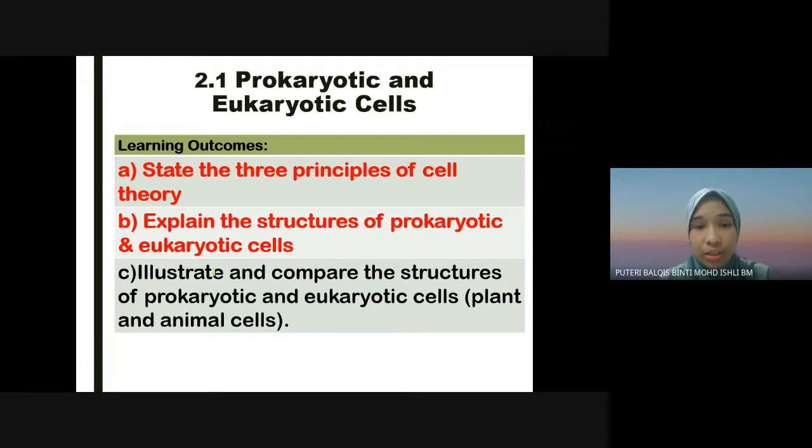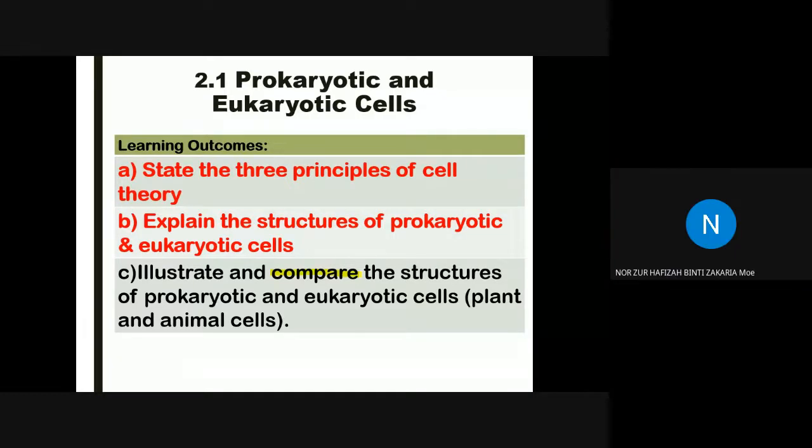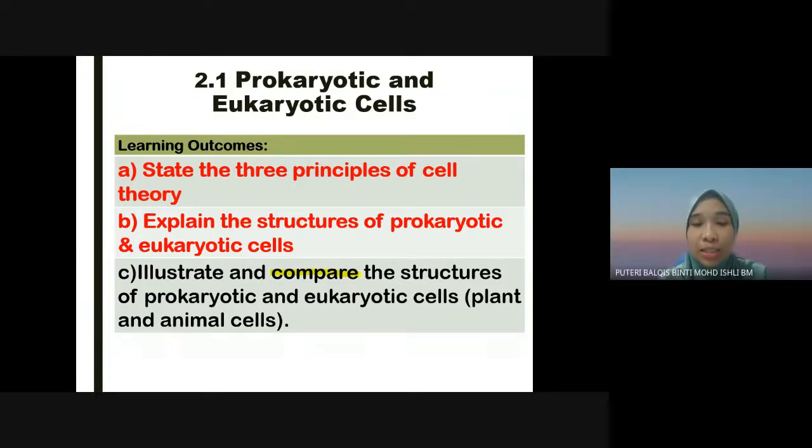So, prokaryotic and eukaryotic cells: state the three principles of cell theories, explain the structure of prokaryotic and eukaryotic cell, illustrate and compare. So, compare mesti ada apa? Kalau compare kena ada apa, Hafizah? Ada persamaan dan perbezaan, yes, ada persamaan dan juga ada differences. Illustrate and compare the structure of prokaryotic and eukaryotic cells.